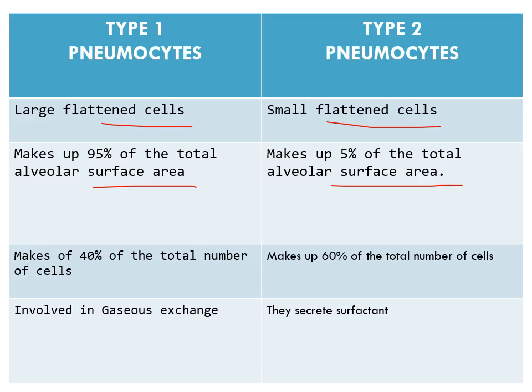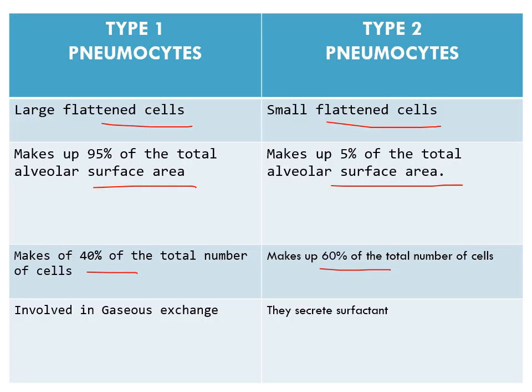In terms of their total population, this is where the distinctions tend to play a role as compared with the surface area. The type 1 pneumocyte tends to make about 40% of the total number of cells, and then the type 2 pneumocyte makes about 60%. So although the type 2 pneumocytes are more numerous, they cover a very short surface area. Whereas for the type 1 pneumocytes, although they are fewer in number, they tend to cover a large surface area of the alveoli, and that's one important distinction to make.